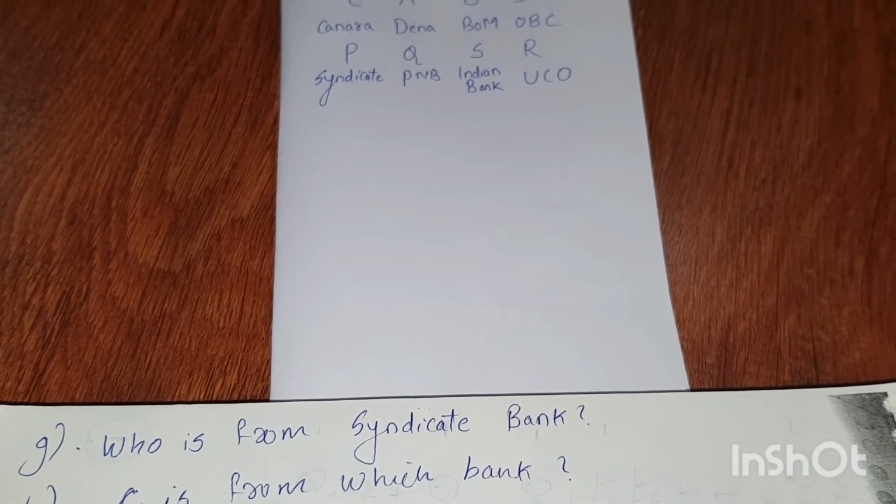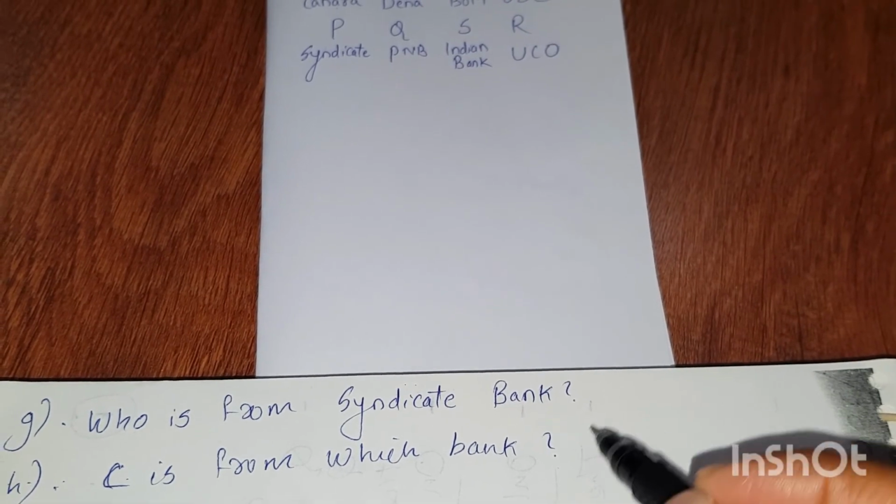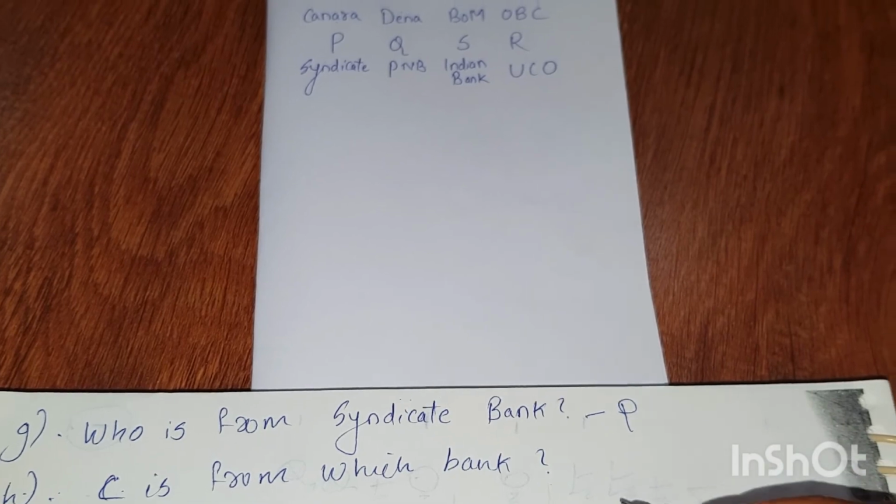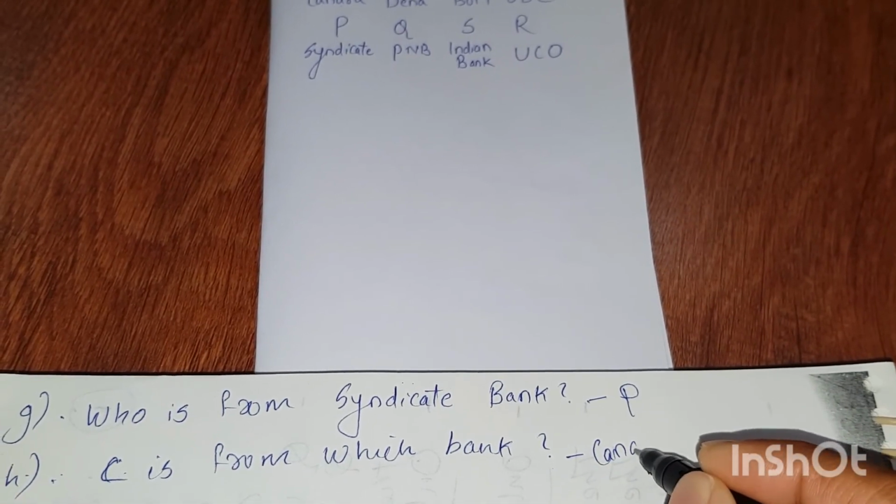Next question, who is from Syndicate Bank? P is the person working in Syndicate Bank. Next, C is from which bank? C is working in Canara Bank.